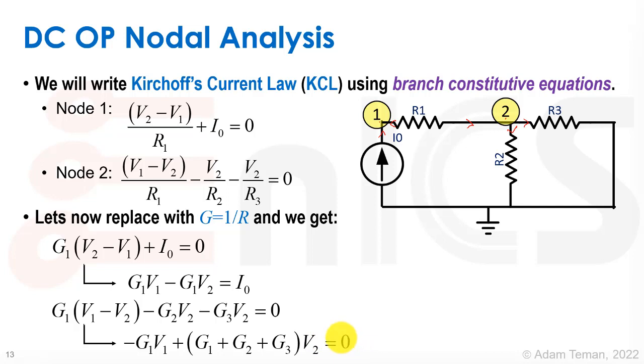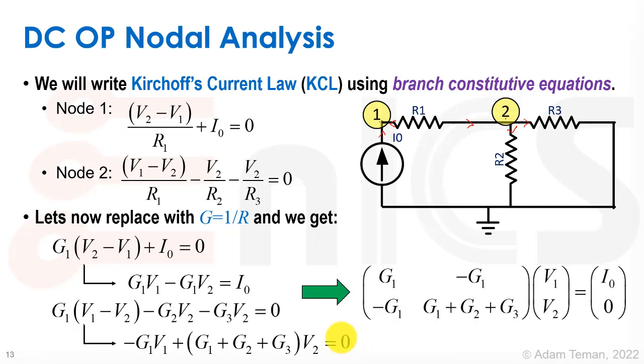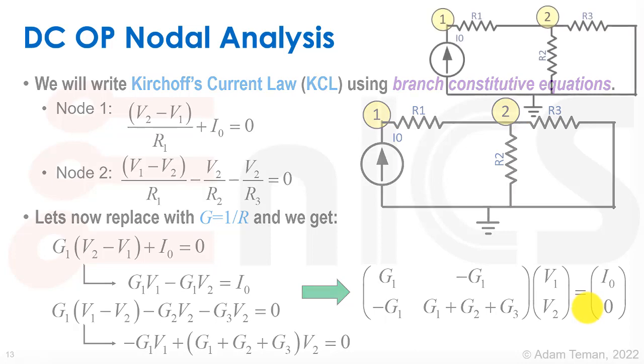And as we know, that's just a linear system. It's really easy to write out. So that's G1 V1 minus G1 V2 equals I0, and minus G1 V1 plus G1 V2 plus G2 V2 plus G3 V2 equals 0. And we got a nice linear system over here, which you can then go and solve with different matrix linear system solvers, which are something that we know how to do very well.